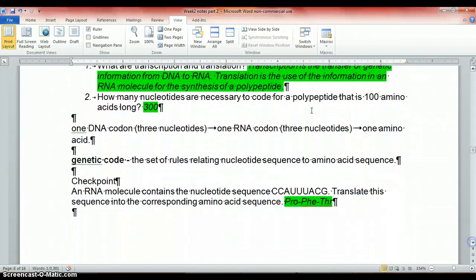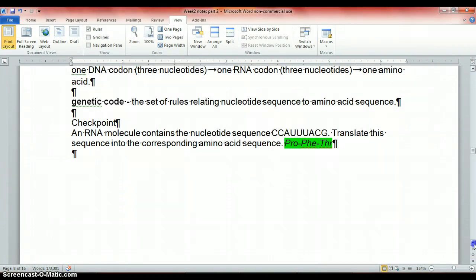Let's go down. So one DNA codon is going to be 3 nucleotides. This leads to one RNA codon, which is 3 nucleotides, and that leads to 1 amino acid. So it takes 3 letters to end up with 1 amino acid. Make sense? Genetic code, the set of rules relating nucleotide sequence to amino acid. So you have those 4 letters, and those are going to create all the various amino acids, which we'll have a chart really soon.